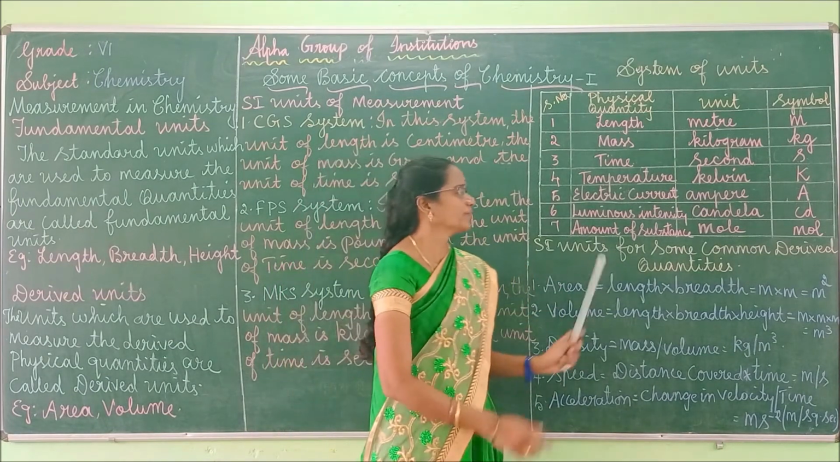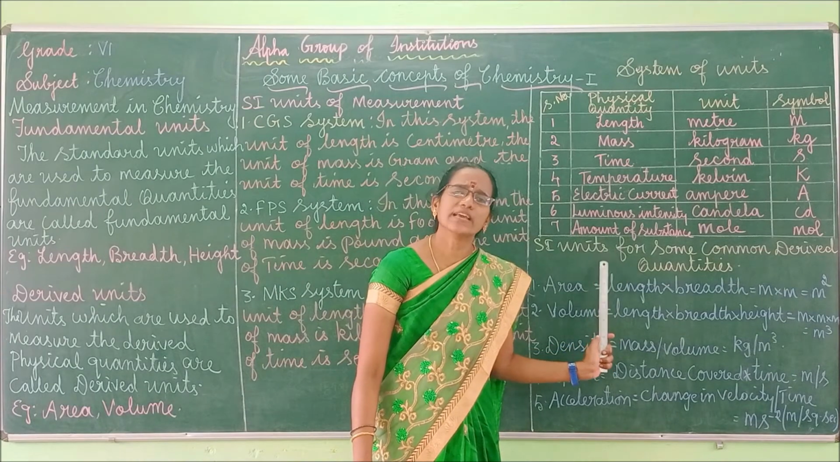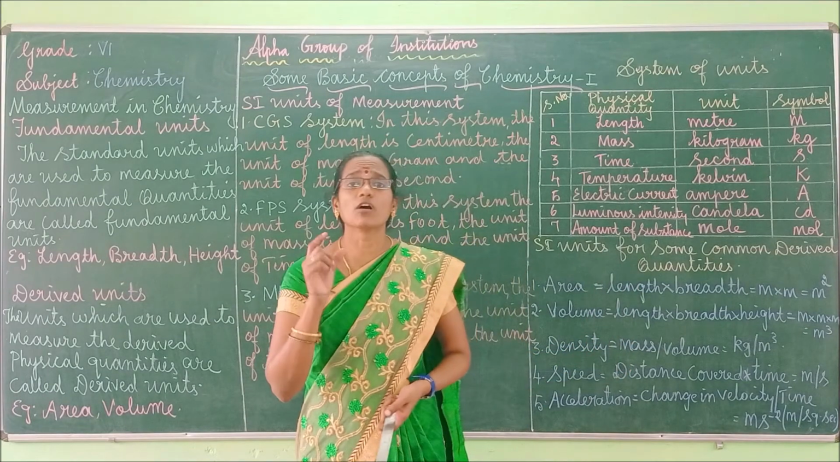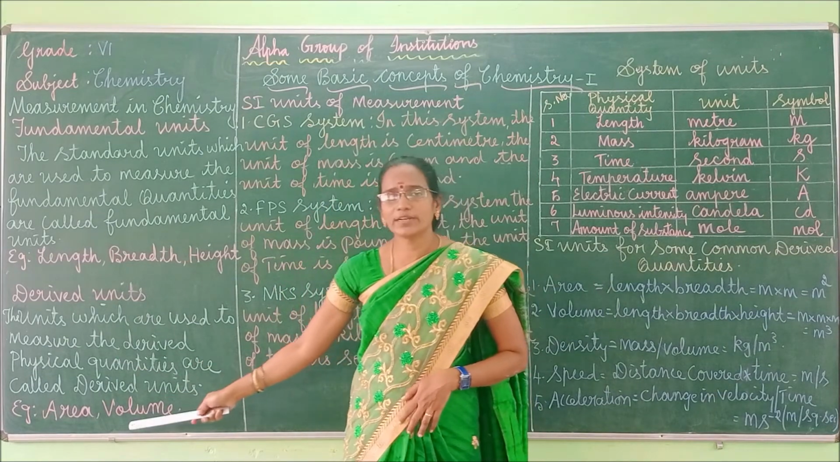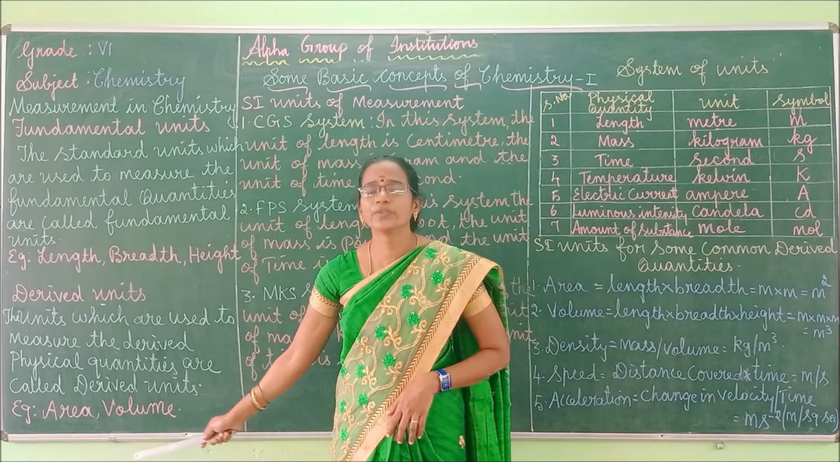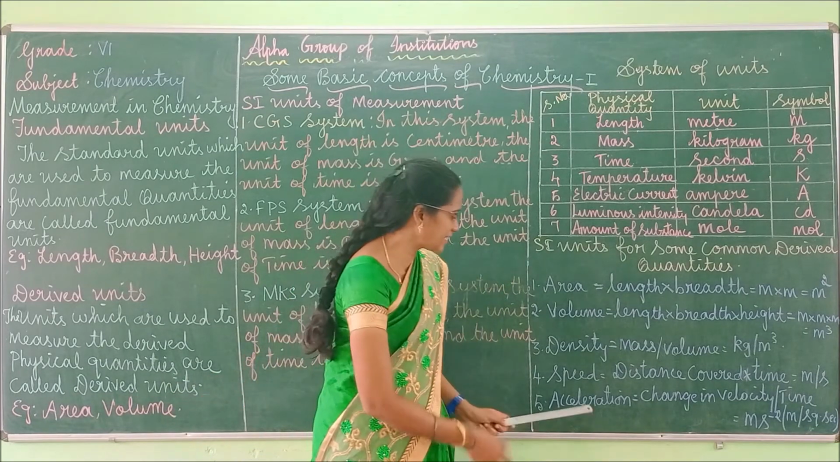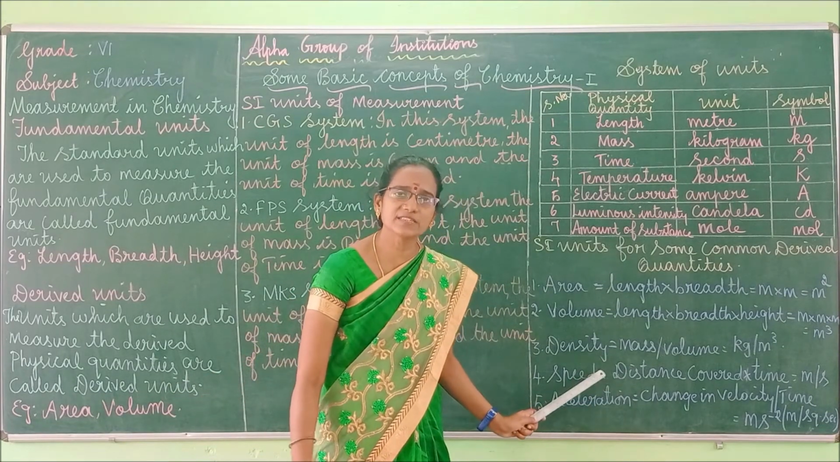Got it? Now, right. So next we can move to SI units for some common derived quantities. As I told you, derived quantities means area, volume, density, acceleration, speed, distance.